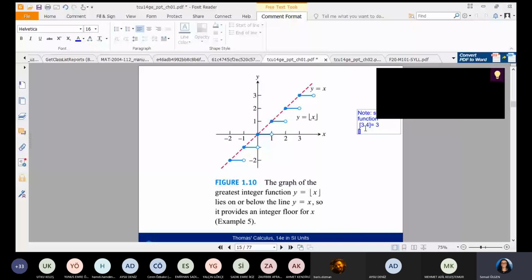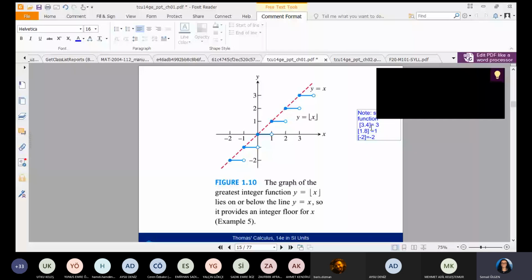Let's say, for example, 1.8. All right, greatest integer of that. We look at the integer numbers that are less than 1.8, but the greatest of them all is going to be 1, right? But how about this negative number, -2? What's the greatest integer for -2? It is itself.